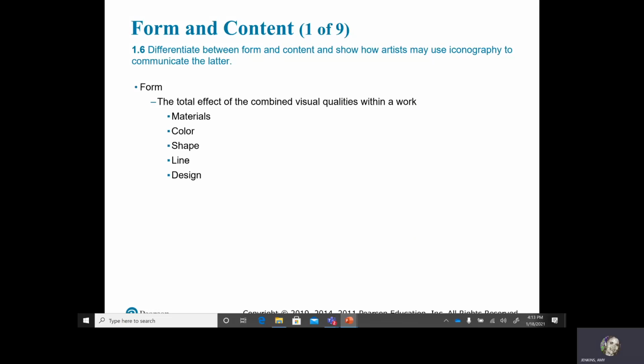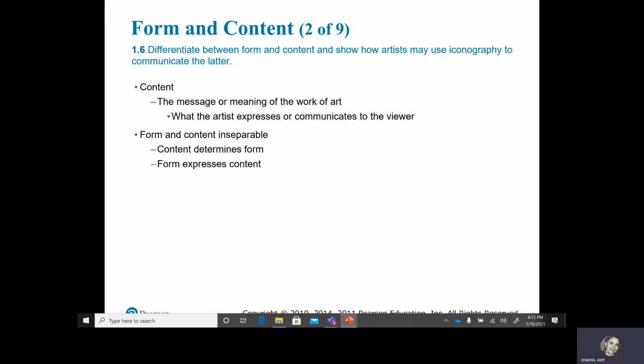Differentiate between form and content and show how artists may use iconography to communicate the latter. Form is the total effect of the combined visual qualities within a work, which includes materials, color, shape, line, and design. Content is the message or meaning of the work of art, what the artist expresses or communicates to the viewer. Form and content are inseparable. Content determines form, and form expresses content.